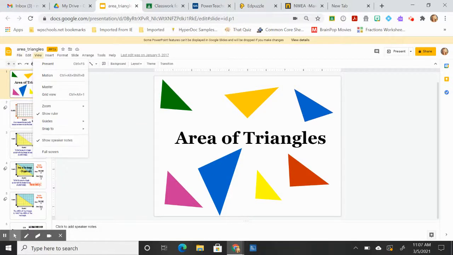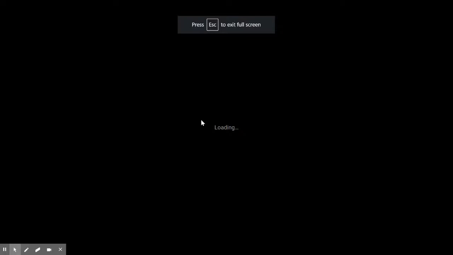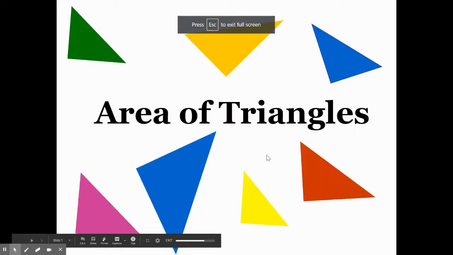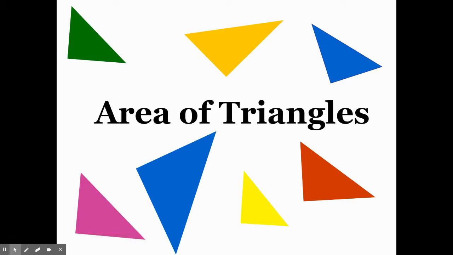Okay, boys and girls, our next topic for the week is finding the area of triangles. We have been working on finding the area of rectangles and squares last week, and so the area of triangles is related to that. If you want to grab a whiteboard or a dry erase or a sheet of paper and a calculator, you can work along with this presentation.